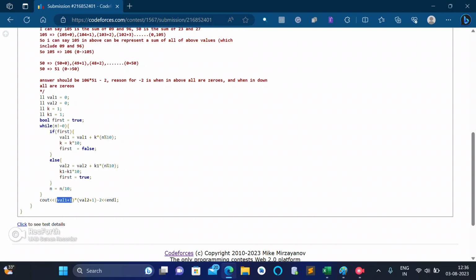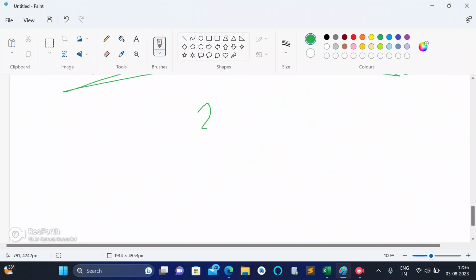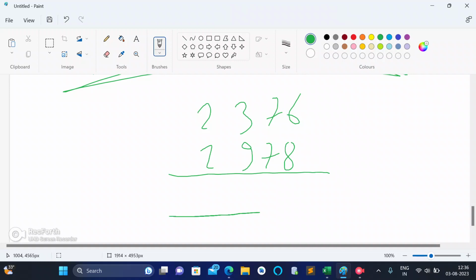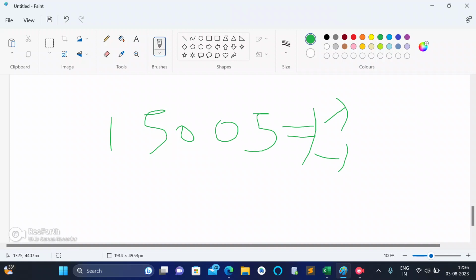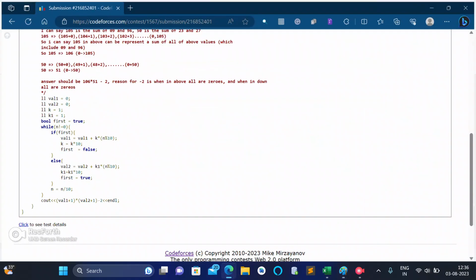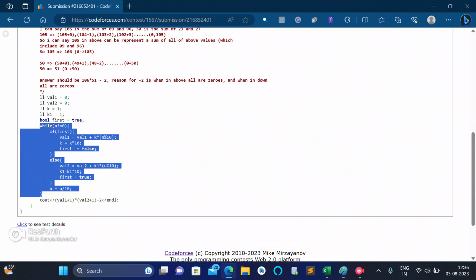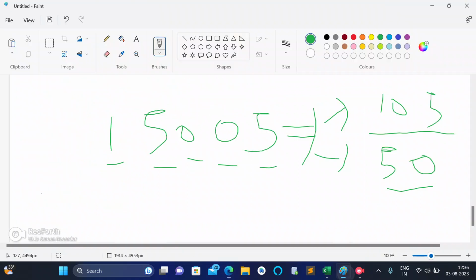So first I take the even section differently and the odd section differently. Suppose the numbers are 2376 and 2978, and we are directly given the answer in the question, that is 15005, suppose. So what I will directly do is I will make it into two parts, 105 and the other one is 5050. We have directly divided it into two parts.